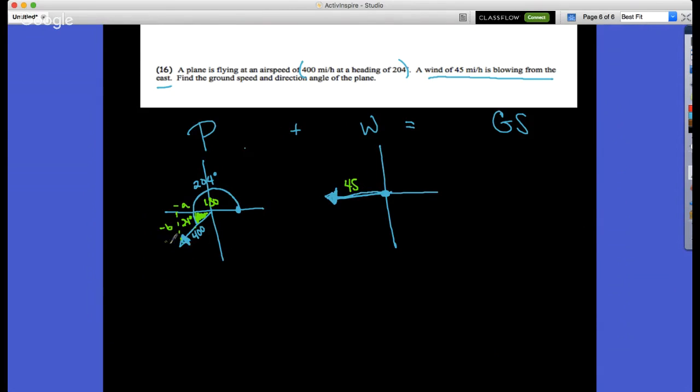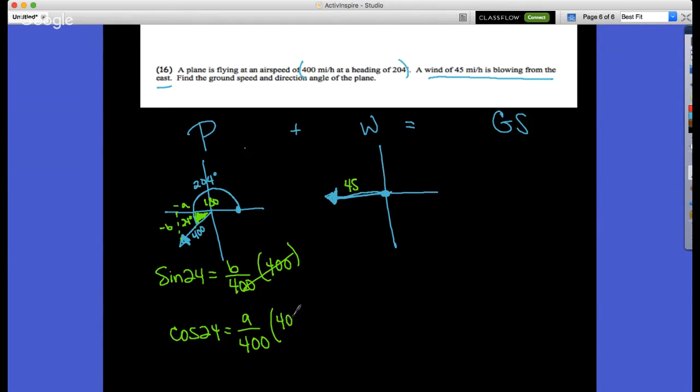So what we're going to say is sine of 24 equals opposite, which is B, over hypotenuse, which is 400. For our cosine, we're going to do the same thing, except now we'll say cosine of 24 equals adjacent, which is A, over hypotenuse, which is 400. So I'm going to multiply by 400 on either side, and what we'll end up getting is 400 sine of 24 and 400 cosine of 24. Awesome.